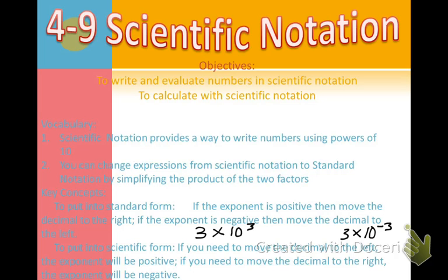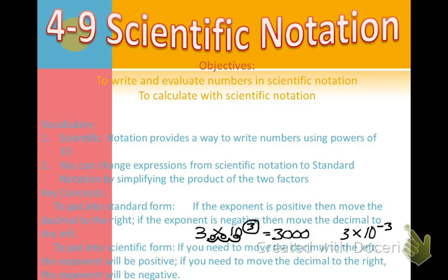If the exponent is positive, so the first one I have is positive, you move the decimal to the right. So where is the decimal on the 3? It's on the right, behind the 3. And it says to move it to the right, and it's telling me 3 times. So I'm going to go 1, 2, 3. So my answer is 3,000. But what about 10 to the third?